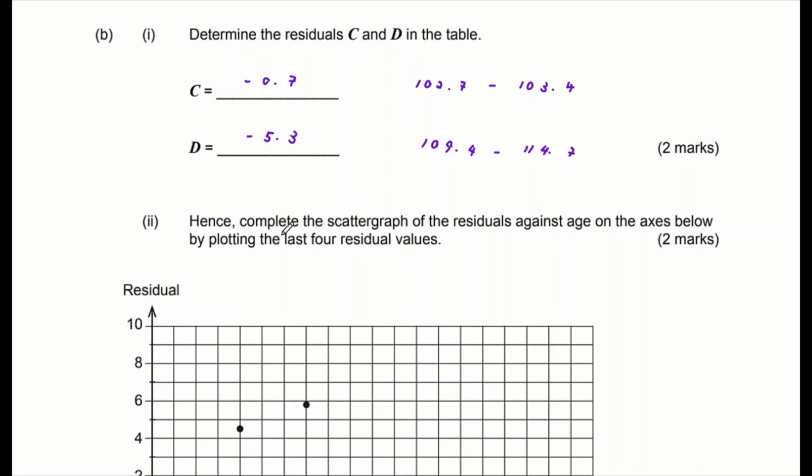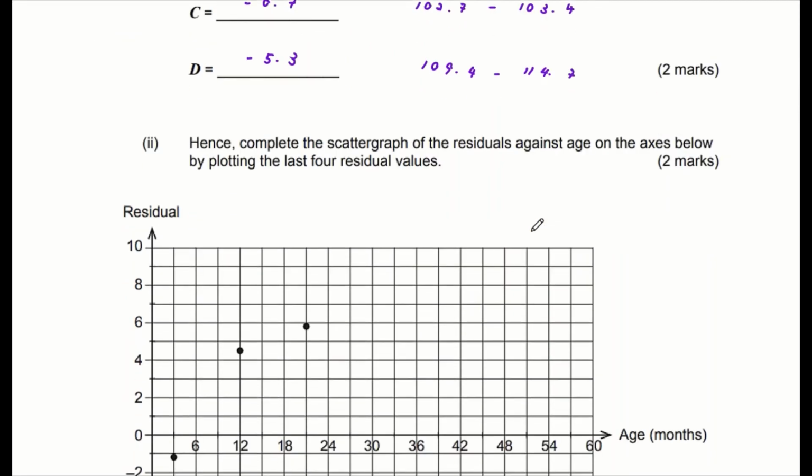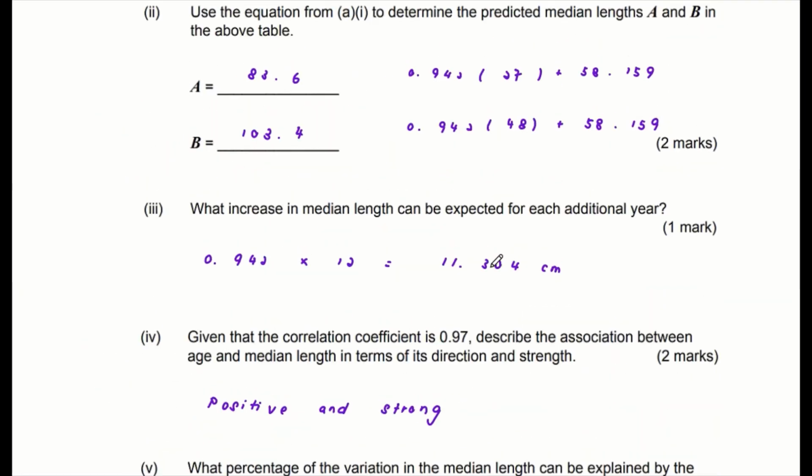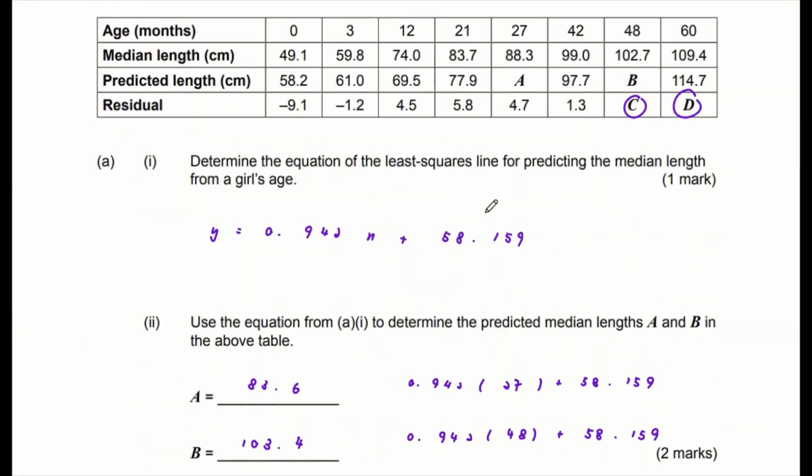Alright, so part 2, complete the scatter graph of the residual against the age on the axis below by plotting the last 4 residual values. So you are just using the residual values that you have just now and plotting them in. You already have the first 4 points in front, so you only start from 27.